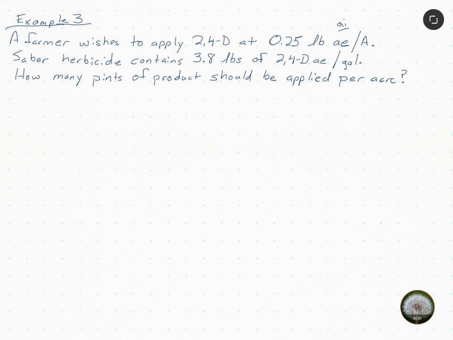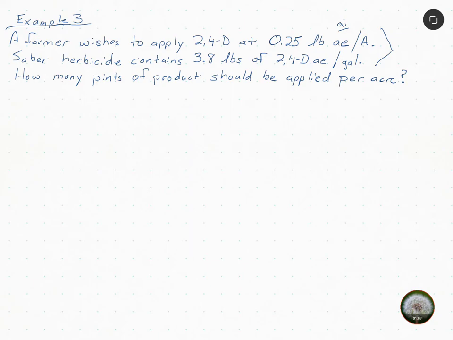Okay, so the problem also tells us that Saber herbicide, if we look through the label, contains 3.8 pounds of 2,4-D acid equivalent per gallon of product. Okay, so those are the two things that we know. And what we need to know is how many pints of product should be applied per acre. So we want to get this into pints of product for making a recommendation for someone who will be using this product in a form that's a little bit easier to understand than gallons per acre.